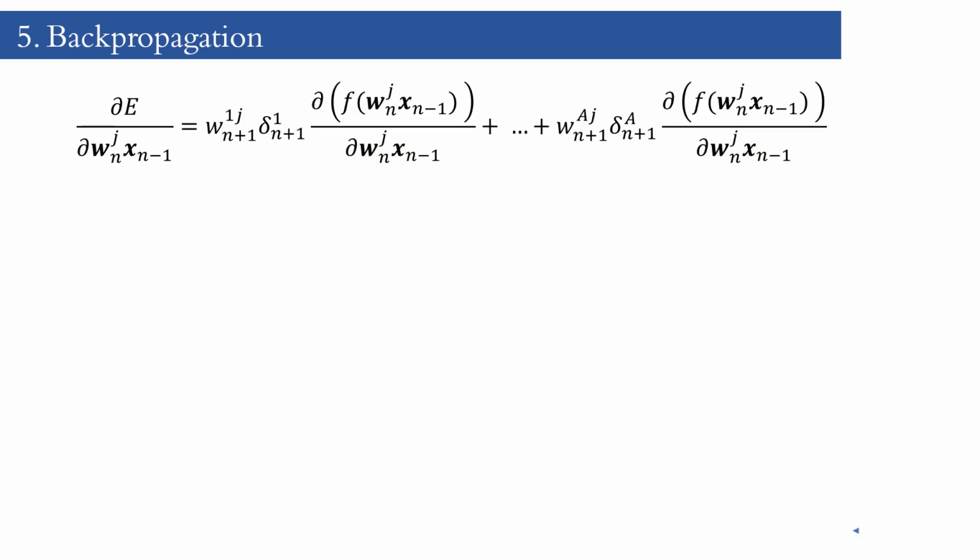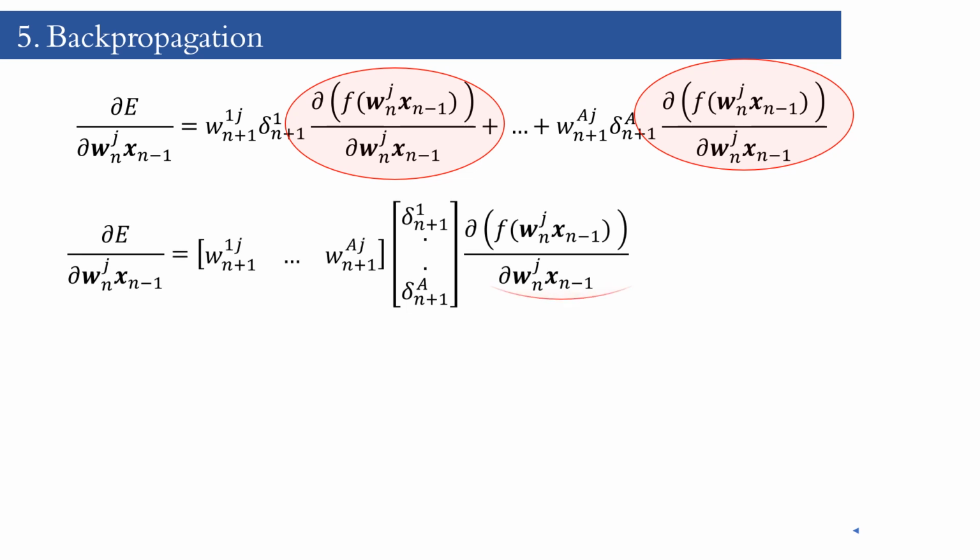Looking at this equation, we can see that the derivative part is common for all terms in the summation. So we can take that part out. The remaining part we can write as a row vector of weights multiplied by a column vector of delta n plus 1. The equation we have now is only for a node j located somewhere in the layer n.